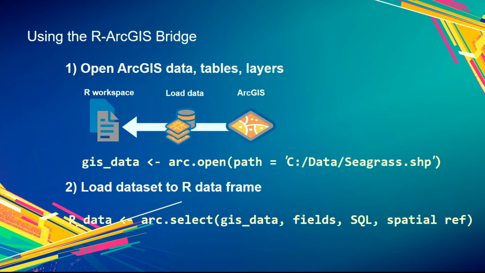So this is arc.select. You give it the describe or the thing from the arc.open. You give it the fields that you want. You can give it SQL queries. And most importantly, you can project on the fly. So if you always want to do something in a spatial reference, or you want all of your data that are in different spatial references to all be projected to the same spatial reference, then the ArcGIS binding package will do that for you. That's a very nice convenience.